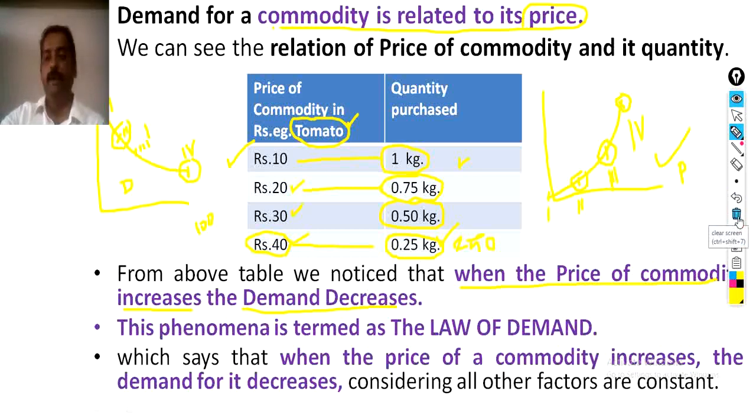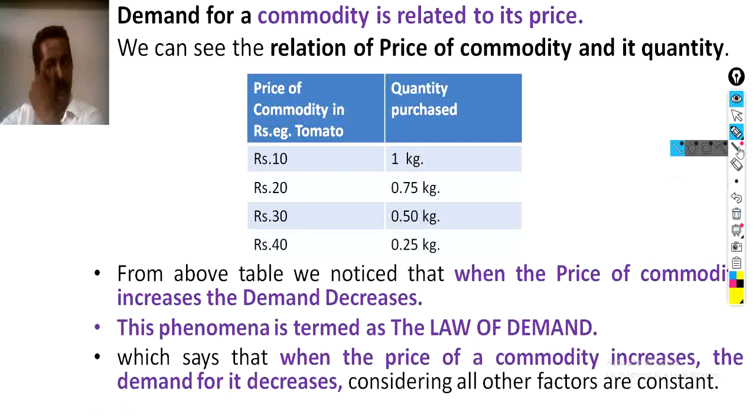Now we can take another example. Suppose the price of petrol is increasing, say the price of petrol is 100 rupees per liter. Earlier the price of petrol was 80 rupees. Now the price has increased up to 100, or we can say beyond 100.